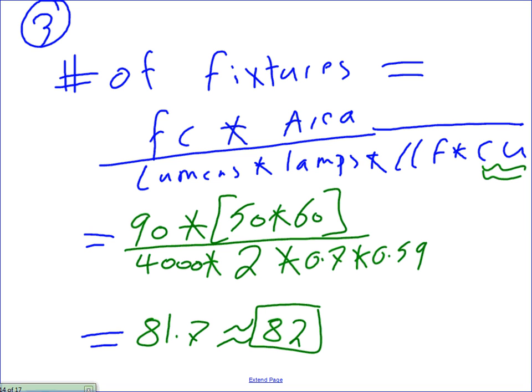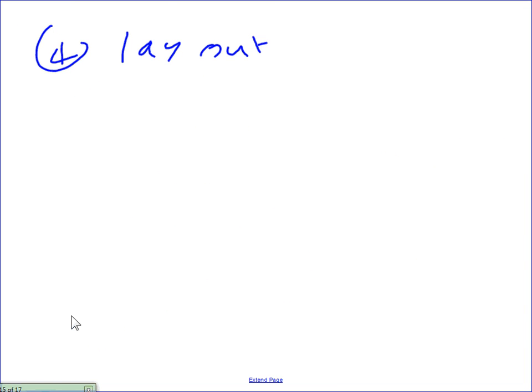Now we're going to go find the last thing. I want to lay out these fixtures. Now this is where you are going to be creative. Any questions about this? The last thing, 82. Now layout. We have 82 fixtures. How do we lay them out with rows and columns? I want to ask myself how many rows and how many columns do I need for 82 fixtures in this room? Well, the only option I have is 41 times 2, or, God forbid, 82 by 1.